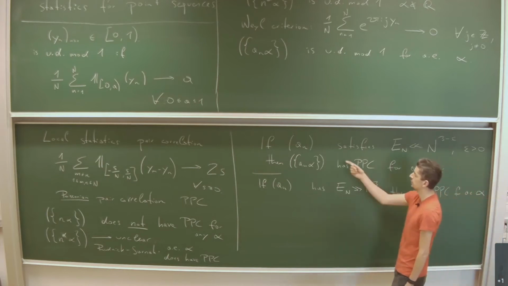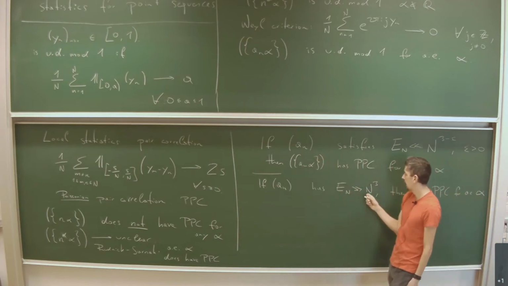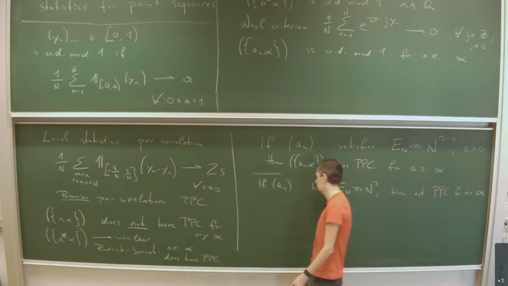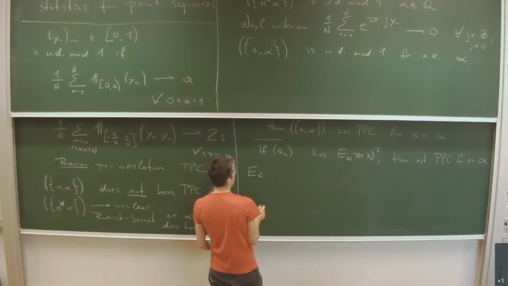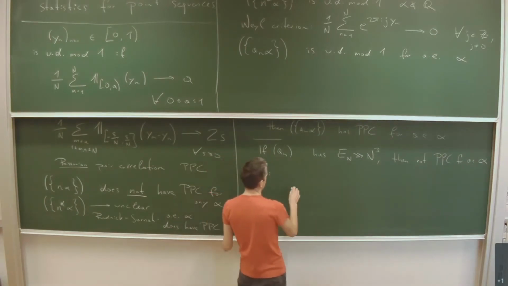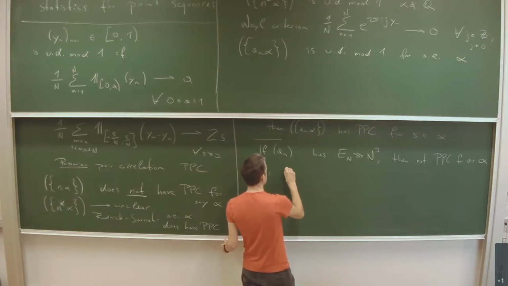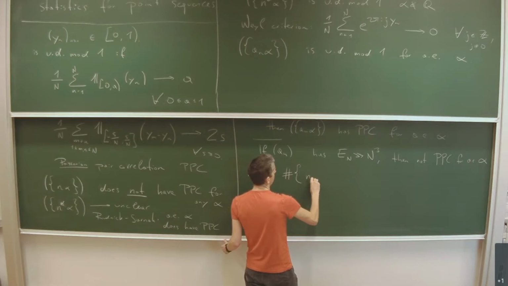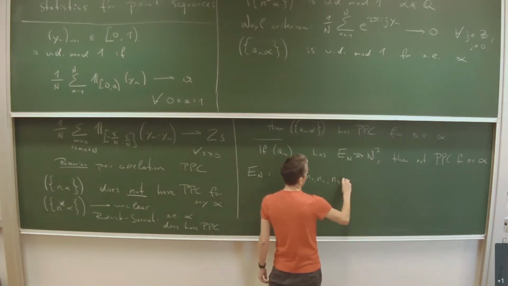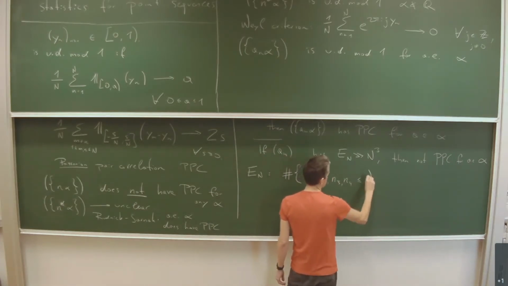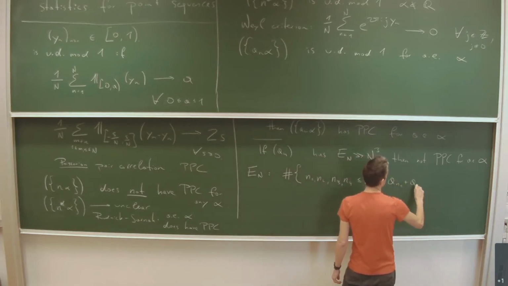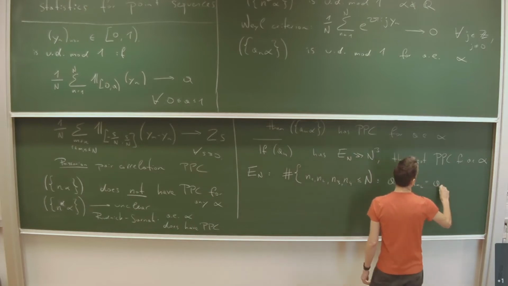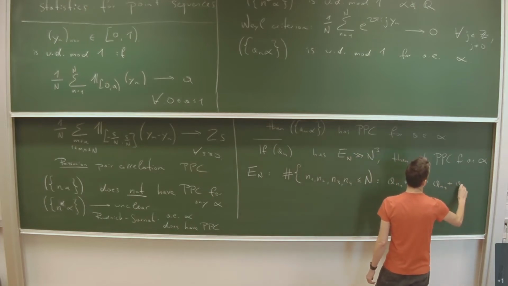So if you have a sequence of distinct integers, then n cubed, so first let me tell you what the additive energy is. The additive energy of the first N elements of the sequence counts the number of solutions n1, n2, n3, n4, indices up to capital N, such that a_{n1} plus a_{n2} equals a_{n3} plus a_{n4}.